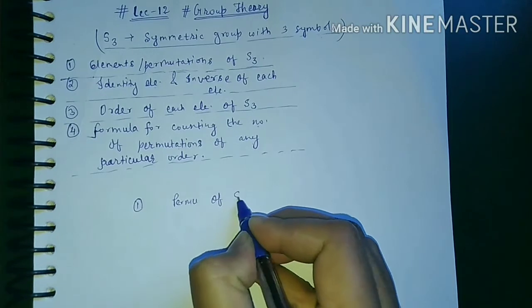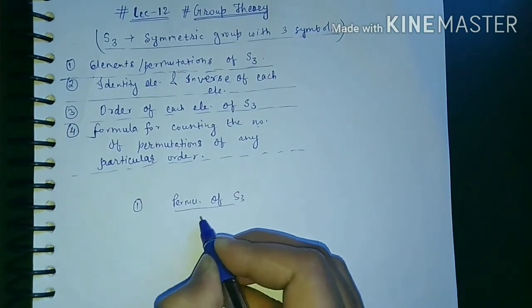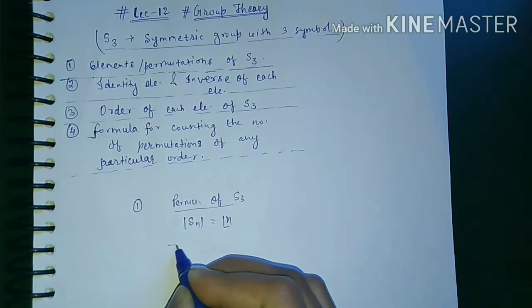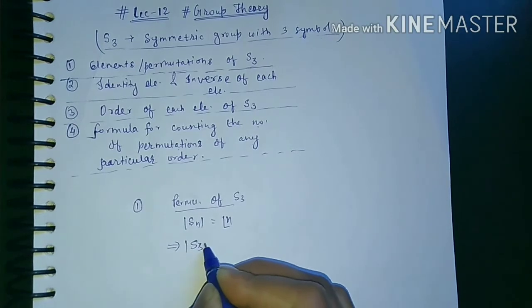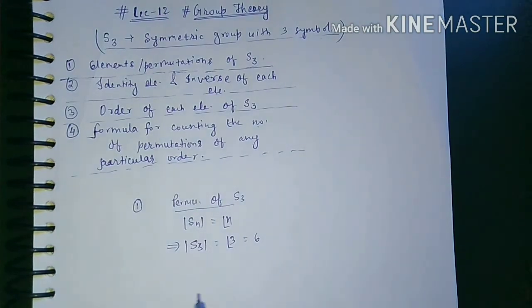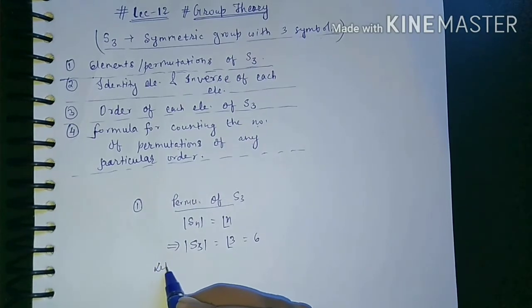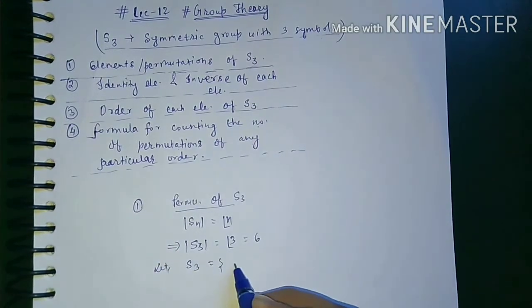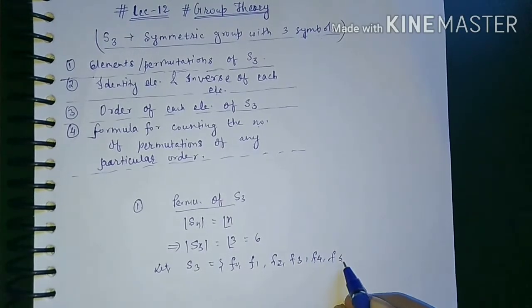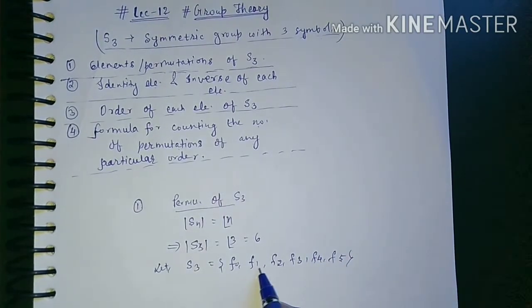Permutations of group S3. We know that the order of group Sn is equal to n factorial. So the group S3 has order 3 factorial, and it is equal to 6. So the total number of elements in S3 is equal to 6. Then let S3 be the set containing the elements F0, F1, F2, F3, F4 and F5. That is, these are the 6 elements or permutations from this group S3.